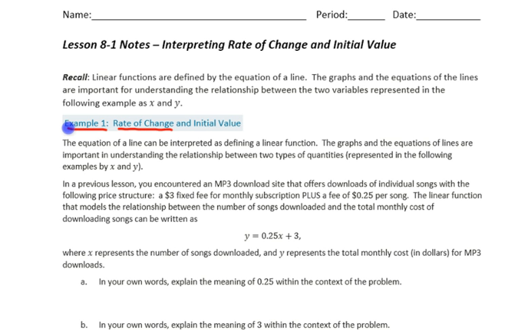rate of change, which is another word for slope, which we did a couple units ago, and the initial value, which we called the y-intercept. And if you remember when we wrote those equations, they were y equals mx plus b, where m is the slope and b is the y-intercept.